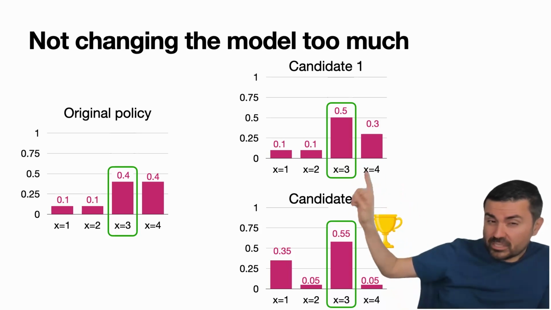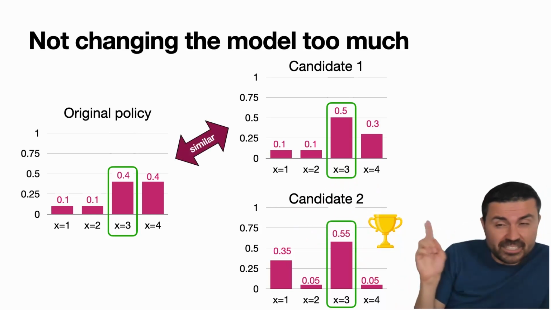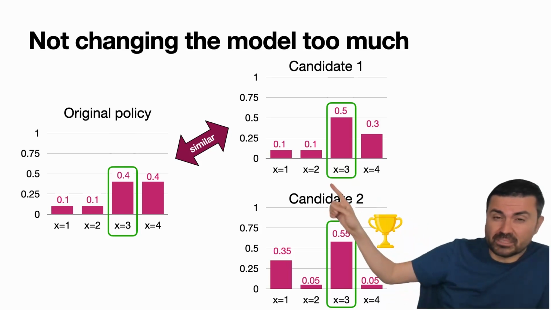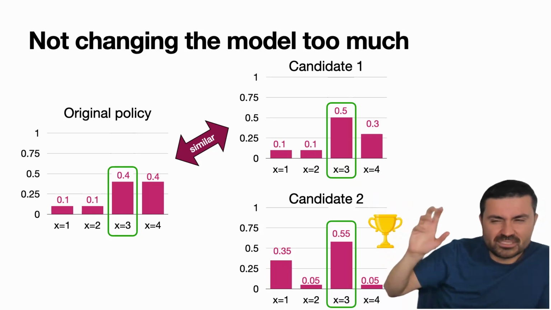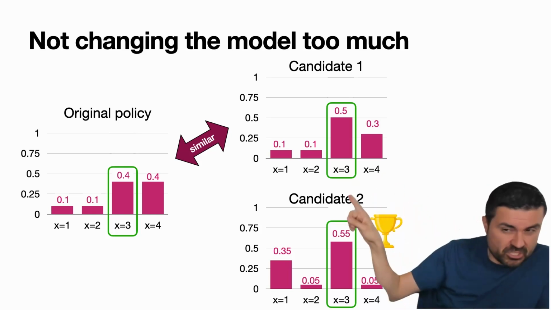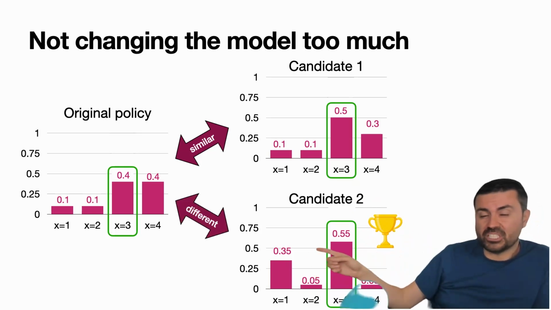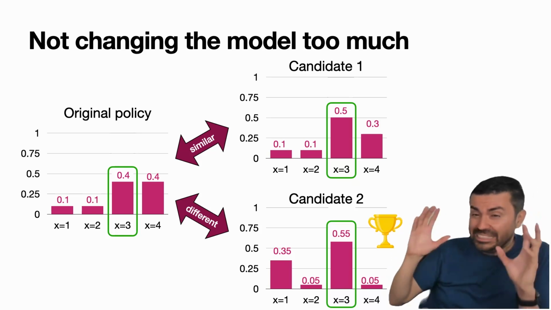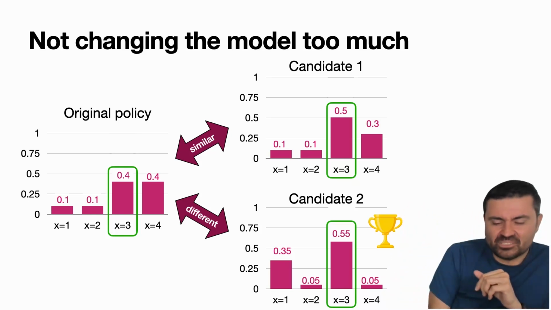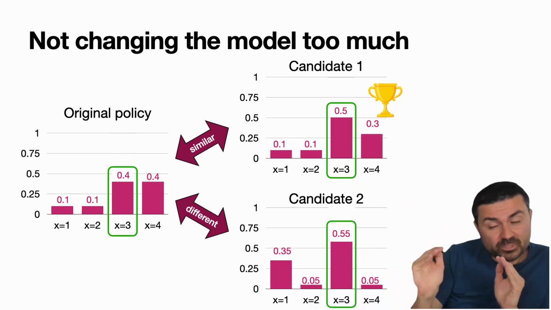Because compare candidate 1 and candidate 2 to the original policy. Notice that candidate 1 is very similar to the original policy. It almost has the same probabilities, 0.1, 0.1, and it changed this one a little bit, and it changed this one a little bit, but it's almost the same. It's a small change from the original. On the other hand, candidate 2 is widely different. It changed the numbers a lot. For example, it changed the probability of x equals 1 as the output from 0.1 to 0.35. And it reduced the fourth one from 0.4 to 0.05. So it really, really changed the model. And that's not good. We actually want to give the trophy to candidate 1 because it improved and it didn't change too much.